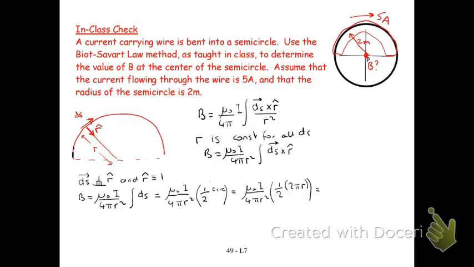Which equals, those 2's cancel, mu naught I over 4, my pi's cancel, one of my r's goes away, so it's that. So B is equal to, leave the mu naught alone, I is 5 over 4 times r, which we said was 2, which equals 5 over 8 mu naught Tesla.